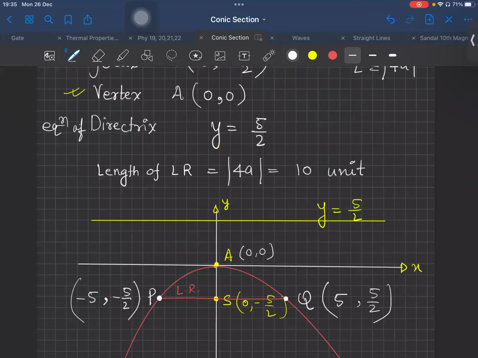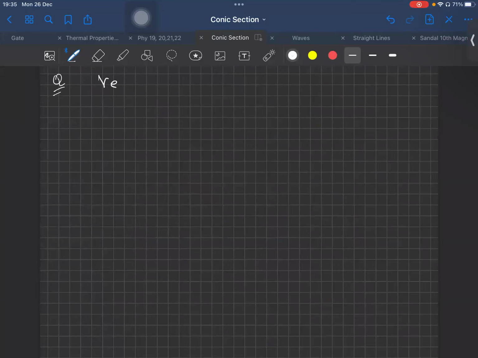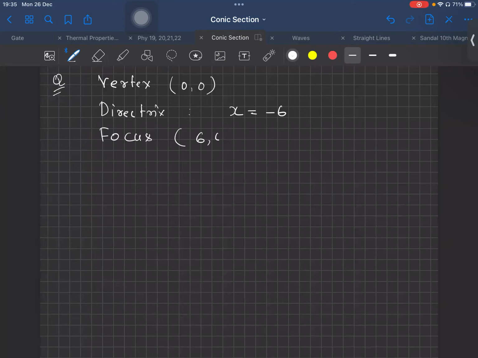Let's do one more problem, same concept. The vertex of the parabola is given as 0, 0. Directrix is also given, directrix is x is equal to minus 6, and the focus is 6, 0. Find the equation of the parabola. How will you find it?